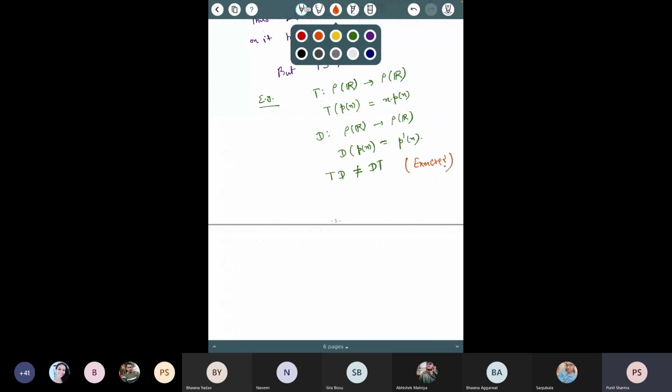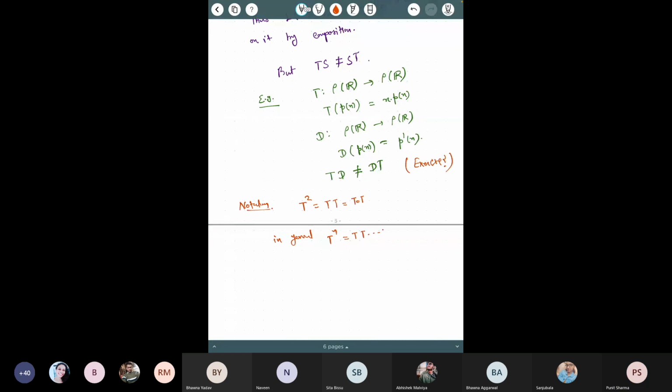So let me fix this notation here. When I say T square, what does it mean? T composed with itself. So it is actually T composition with T. So T square means the composition of T with itself. Or in general, we can talk about any power of T, which is T composed with itself n times.